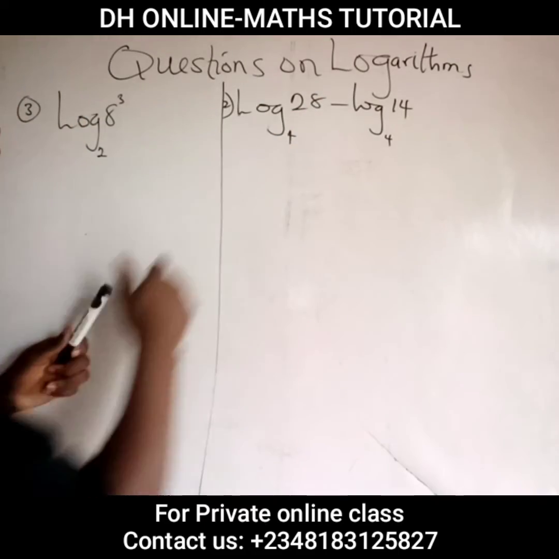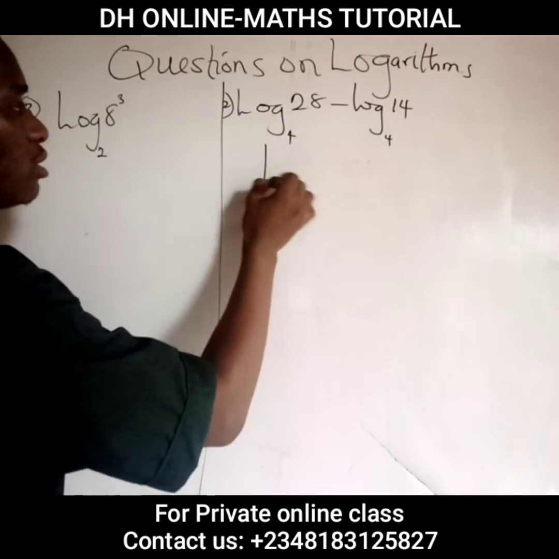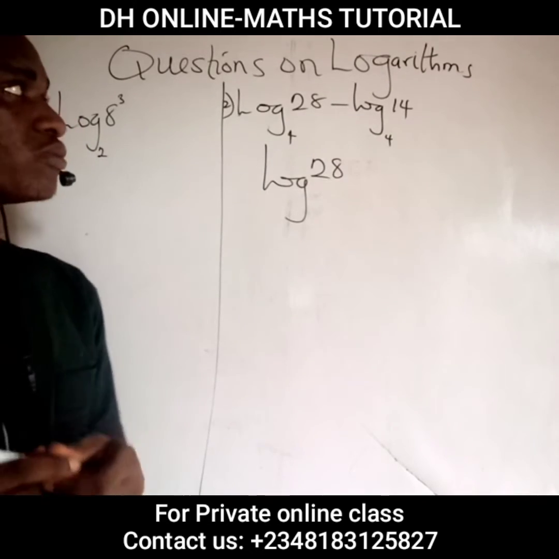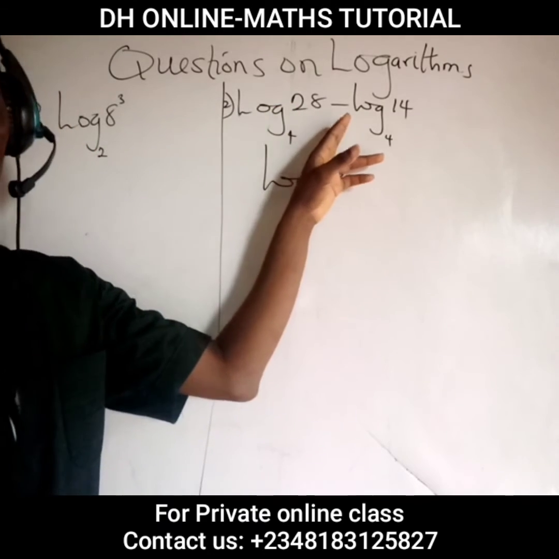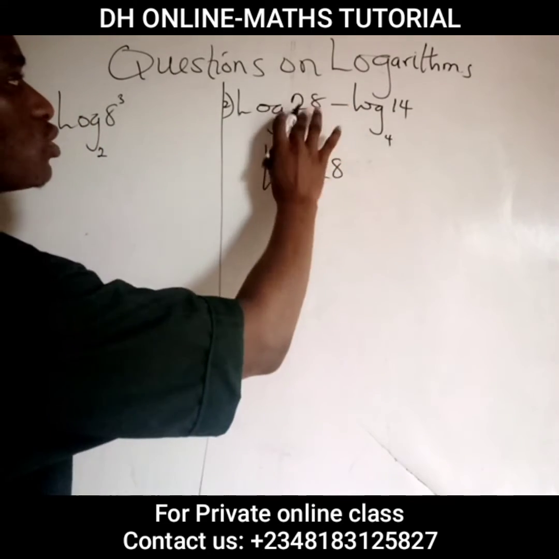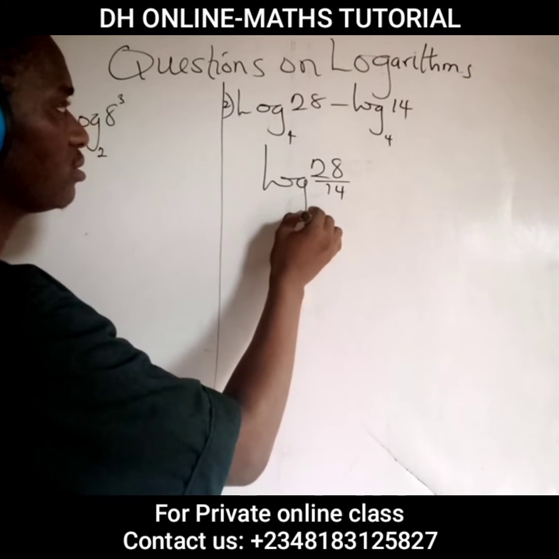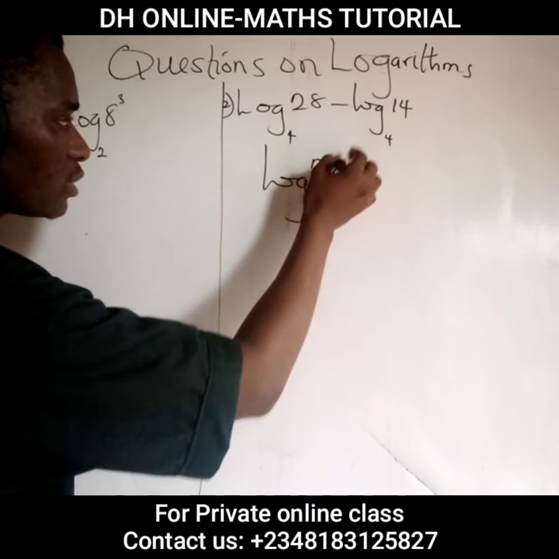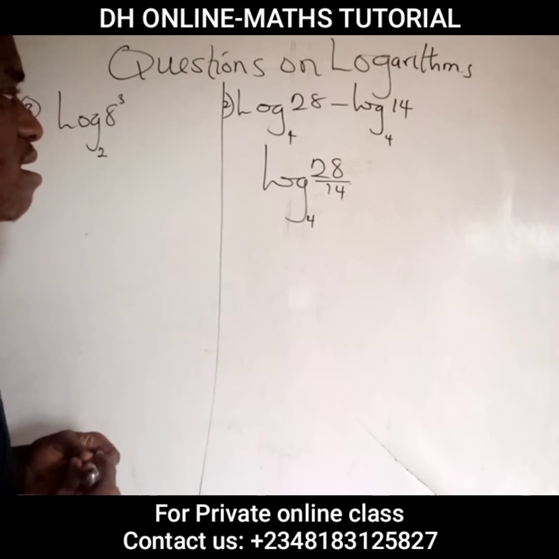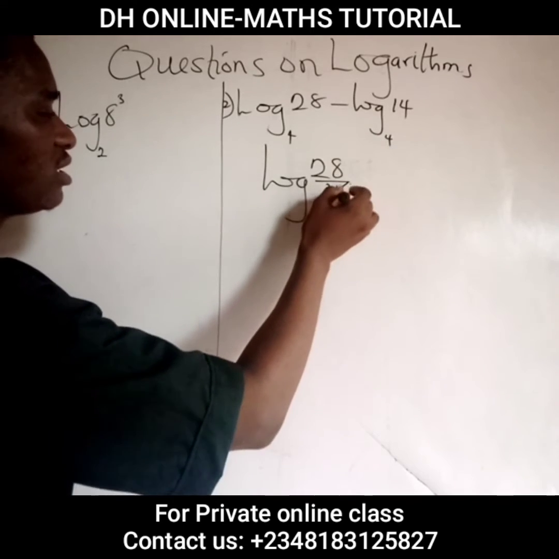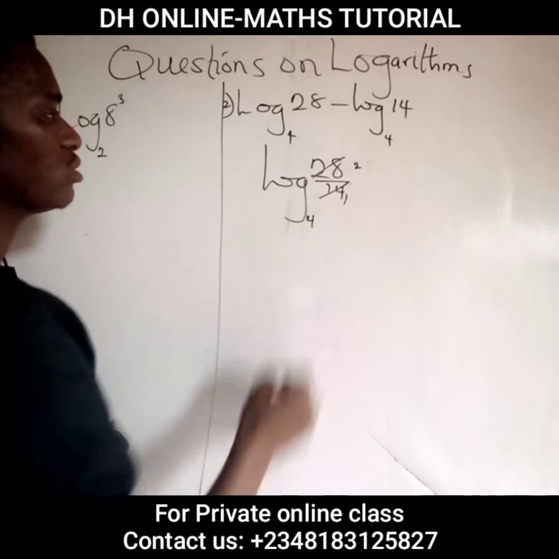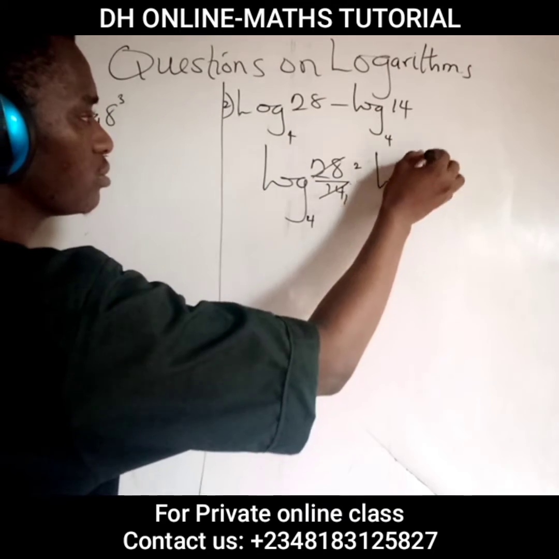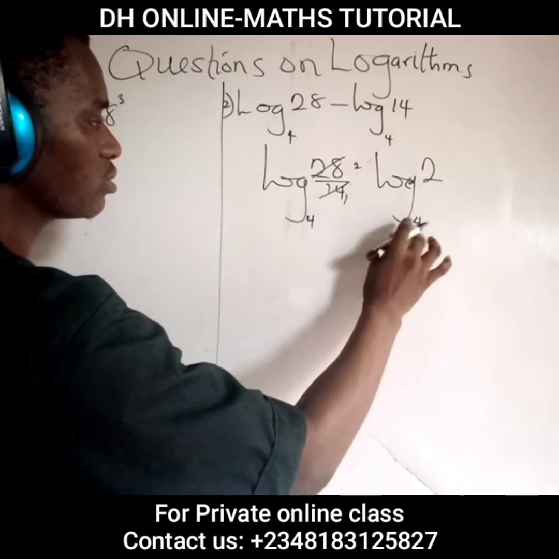So what we do here, since we're having the same base, we say log 28, and the subtraction law says subtraction becomes what? Division. So log 28 divided by 14 to the base of 4. If you look at it very well, 28 divided by 14 is 2. So therefore, I'm having log 2 to the base 4.